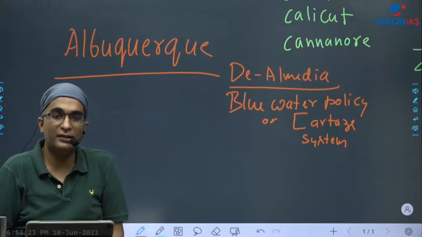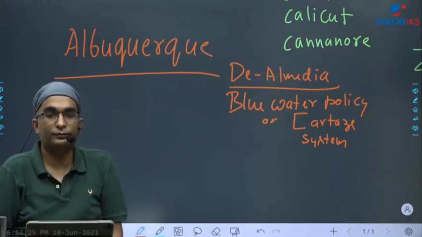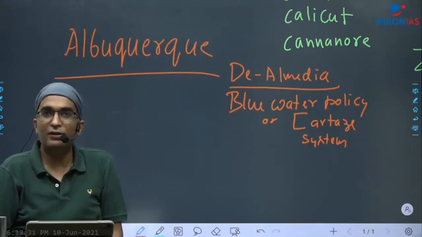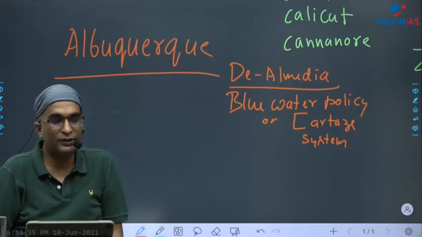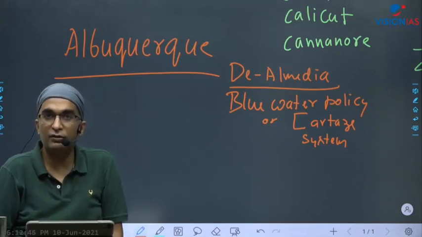in 1510. He conquered Goa in 1510 and created a fort at Cochin. Fort at Cochin with the permission of local ruler.